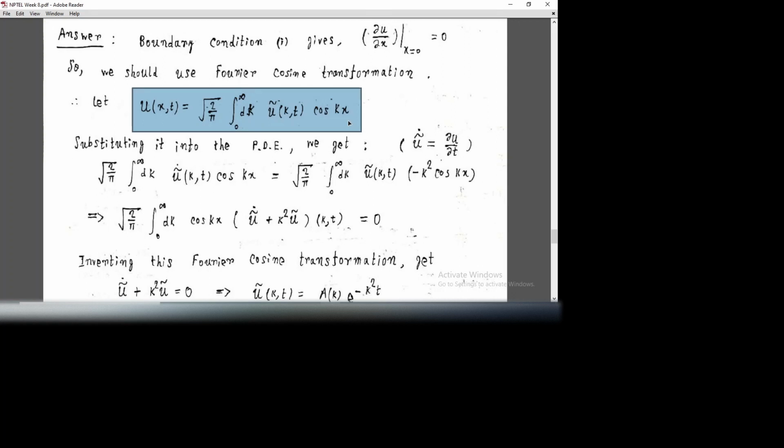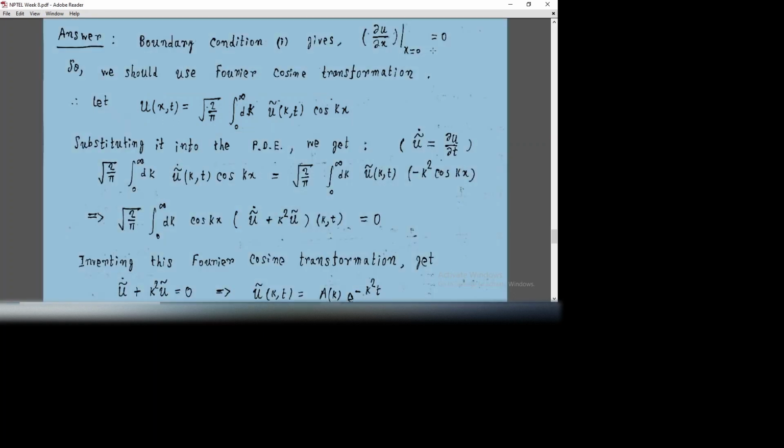Had we used the sine transformation, there would have been sin kx, and taking that derivative you will get cos kx, but cos kx at x equal to 0 is not 0. So that would not have been compatible with the boundary condition. But if you take the cosine transformation, that will be compatible with this boundary condition. So this is the cosine transformation.